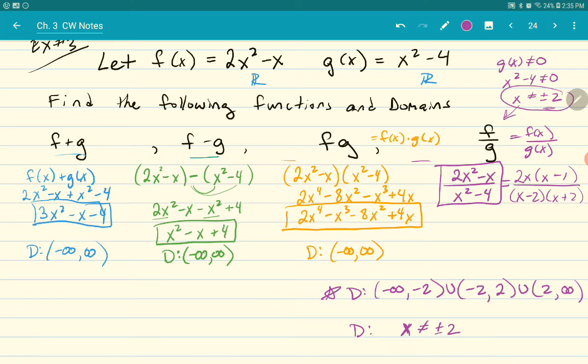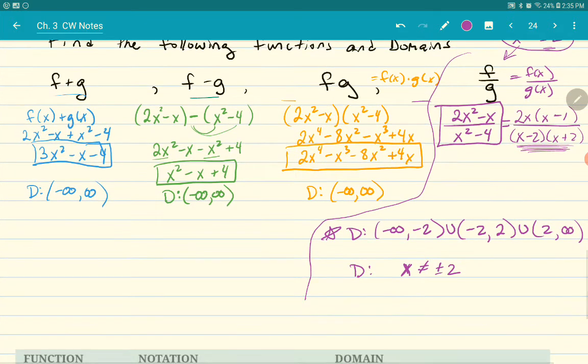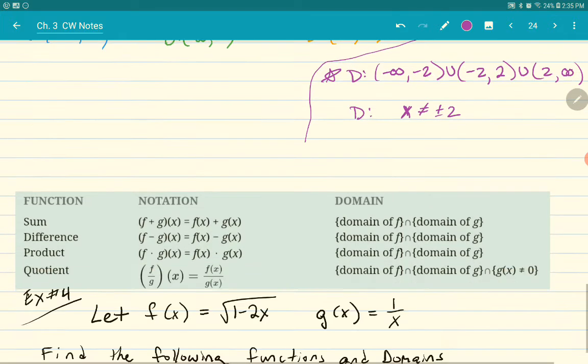And my domain restriction is excluding both those 2's, which you can see in that factored form that you wouldn't want x to be equal to 2 or negative 2. All right, so I'm just going to make sure that this is clear that this domain is strictly for the quotient, and the other 3 are all real numbers. All right, one more challenging example, and then we'll move on to the next section.